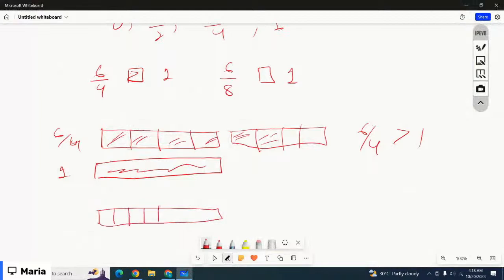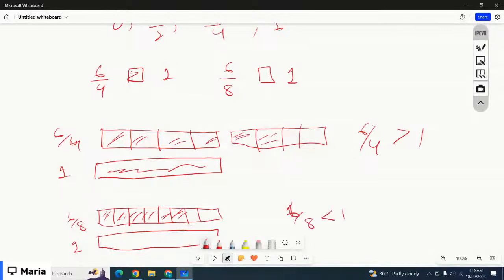One, 2, 3, 4, 5, 6, 7, 8. And this is 1. This is 6 over 8. 1, 2, 3, 4, 5, 6. So which is greater? 1 is greater than 6 by 8, 6 by 8 is less than 1, right?